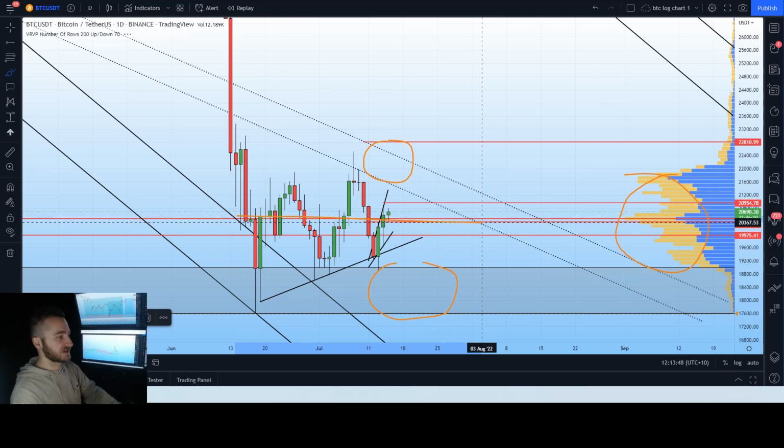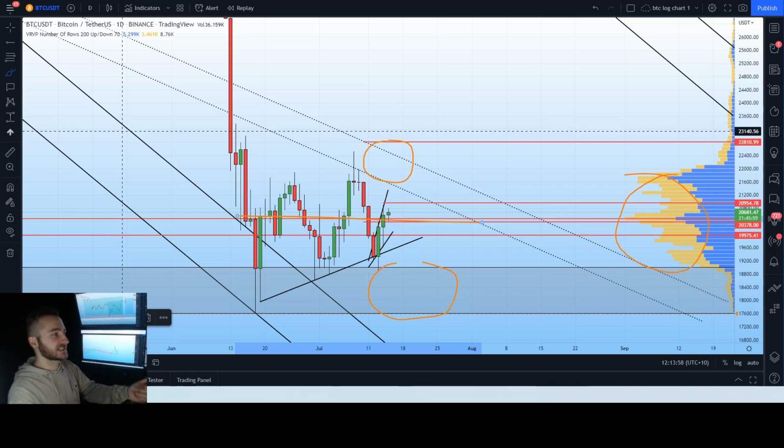We're still moving sideways, guys. And until we get a directional move from here, we're very much just moving within a range. And while you're in a range, you shouldn't be making long-term decisions. You should be waiting for the range to break and then acting accordingly if the technicals flip to your side.